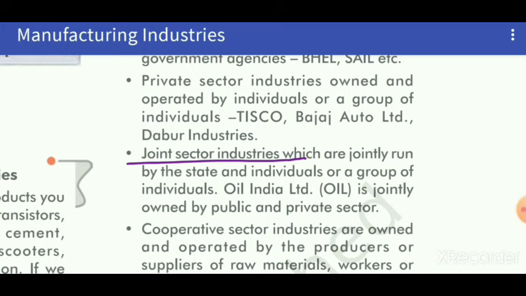These are those industries which are owned, controlled or run jointly, like by the state government as well as an individual or group of individuals. It means that sometimes the state government fails to run a particular industry. That is why such kinds of industries are run by the collaboration of both. It means there is an involvement of an individual, or you can say industrialists, or rich people, in this kind of sector. That is why this is called joint sector industries, and the example is Oil India.